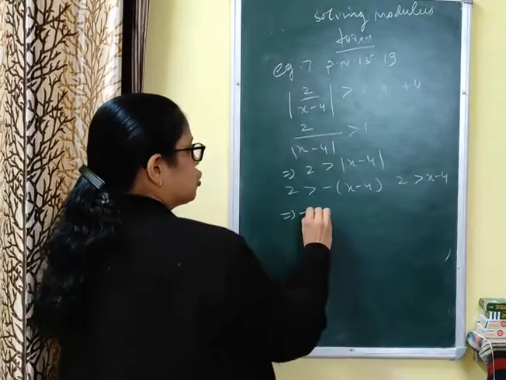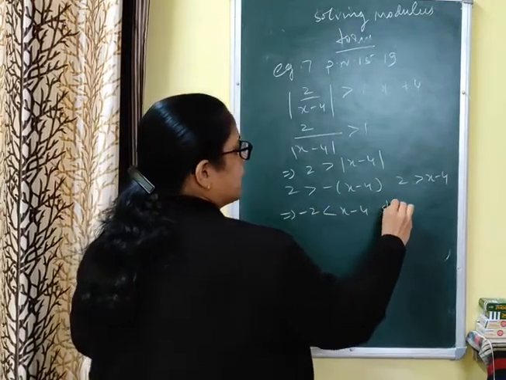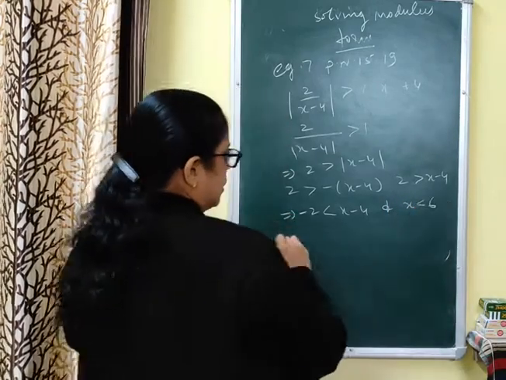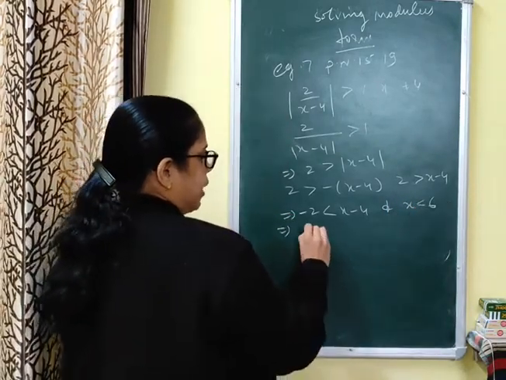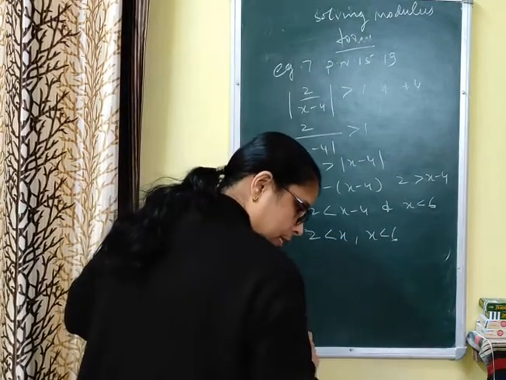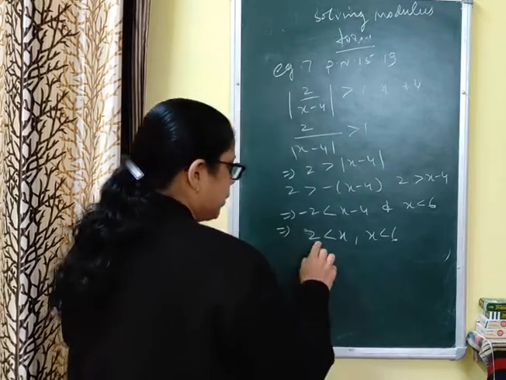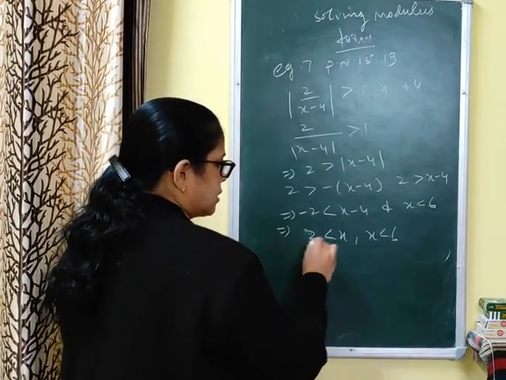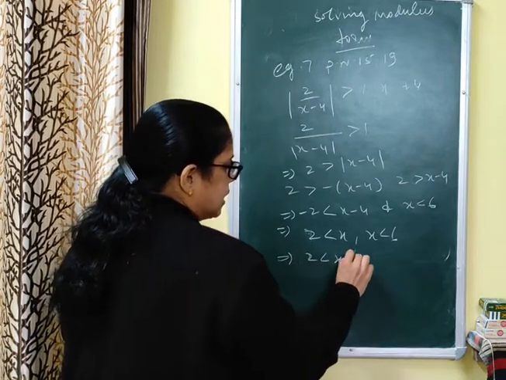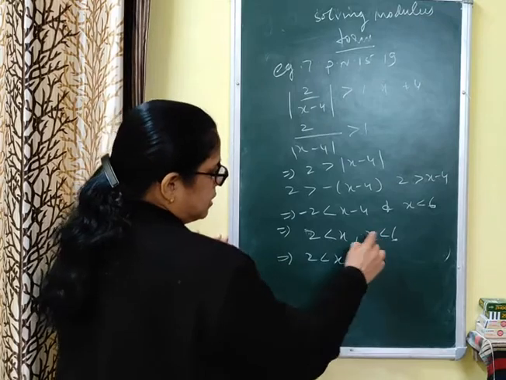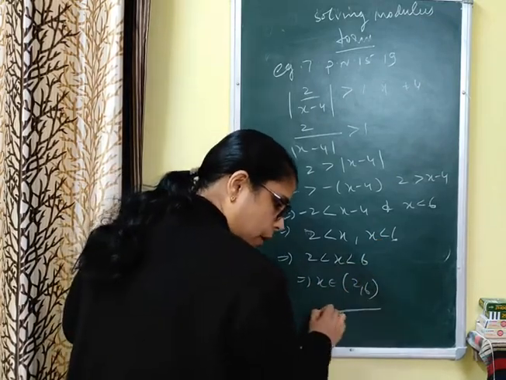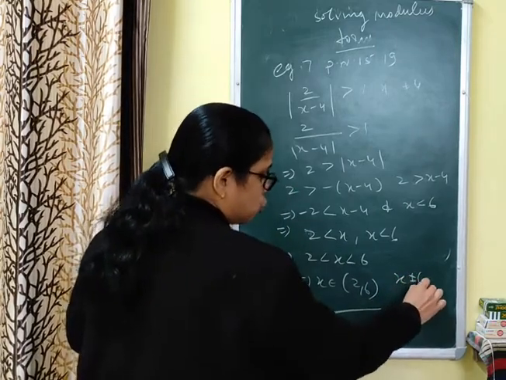That implies minus 2 less than x minus 4 and x less than 6. That implies 2 greater than x and x less than 6. That means greater than 2, less than 6. That implies 2 less than x less than 6. See, 2 less than x less than 6. That implies x belongs to (2, 6), which is open. And x not equal to 4. This condition also should be written.